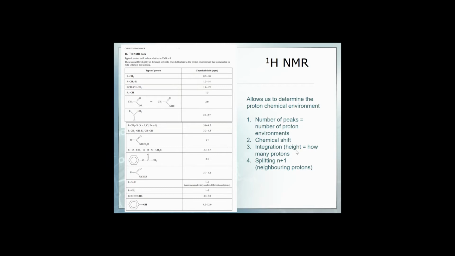Sorry guys. So integration, so interesting, I'm getting all excited, is the height. The height of your peak tells you how many protons you've got. The splitting is how many neighbouring protons you've got. So if you have 2 neighbours, it will be 2 plus 1, which means you'll get a triplet, so you get it split. Once again, your table here is just from your data booklet.